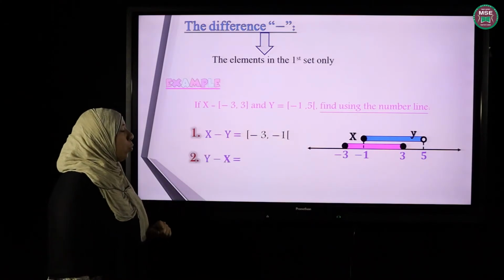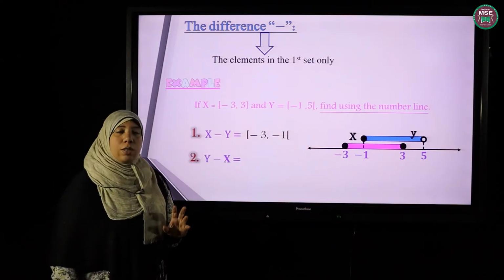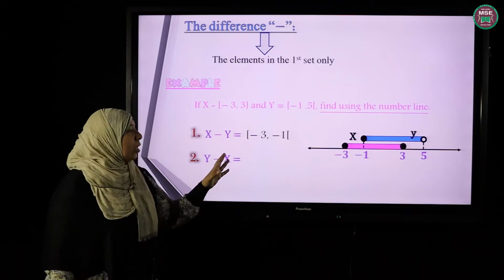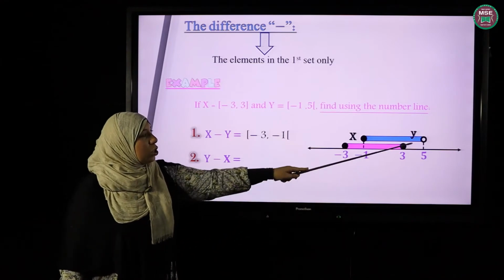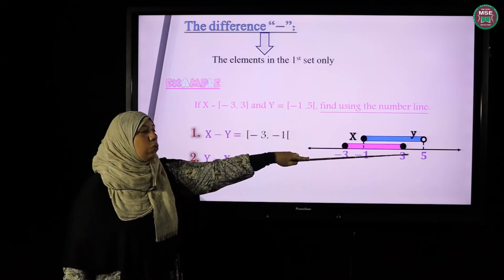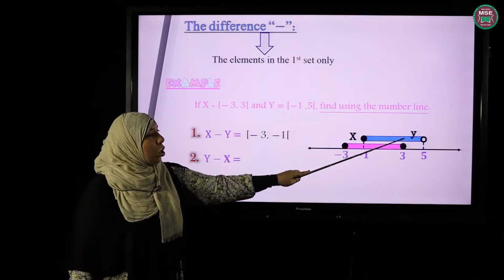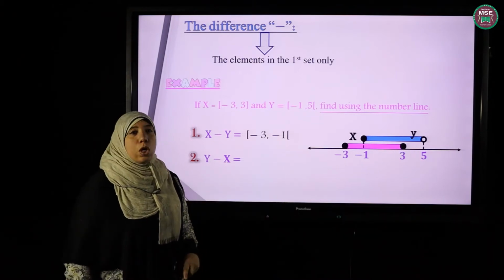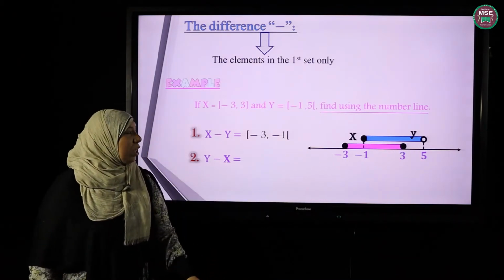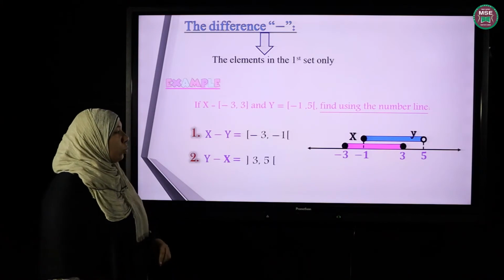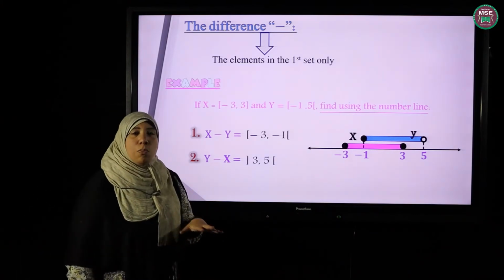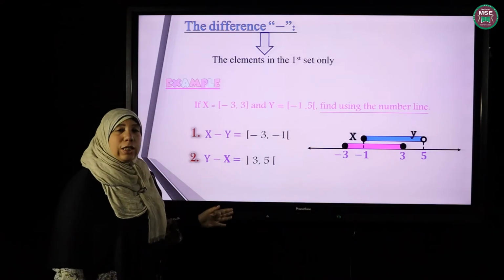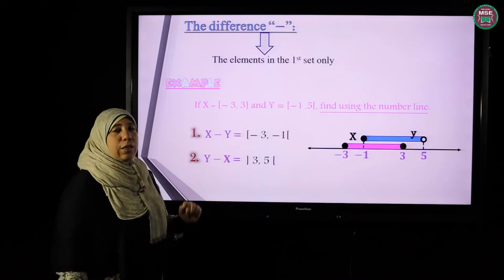The same here for y difference x. I want the part contained only in y. Y is the first set, so I want the elements which belong to the first set only. This part belongs to y, the blue one, from 3 to 5. Also, 3 here belongs to x. I don't want any number that belongs to x, so I will write 3, but open.